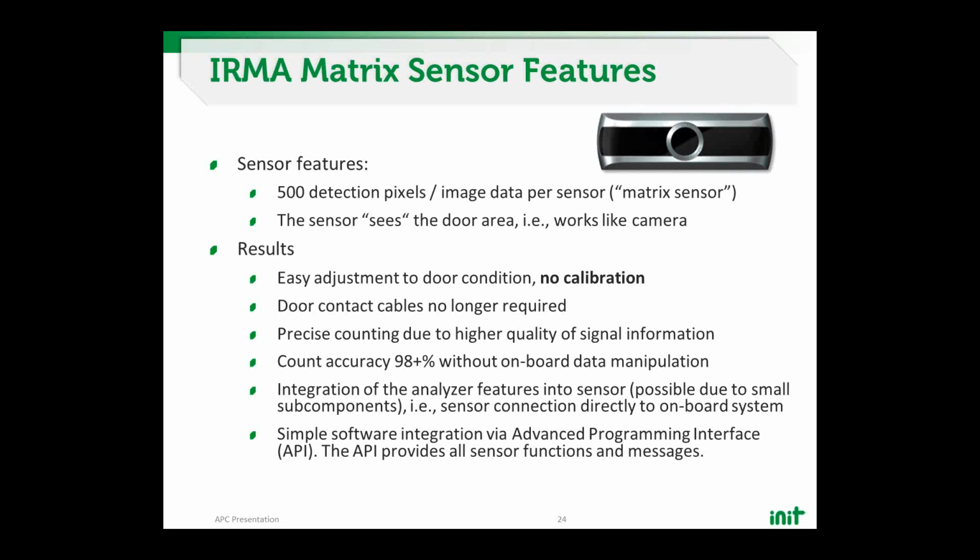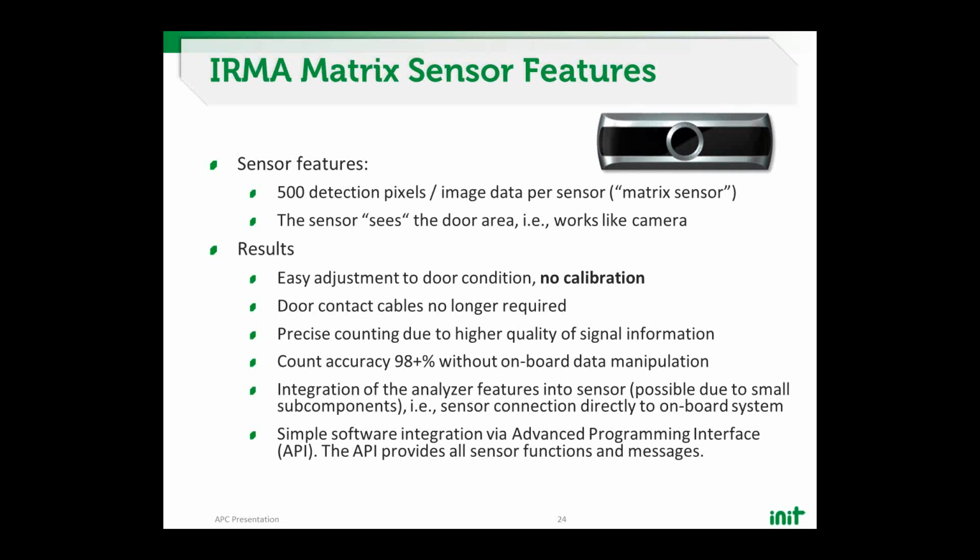So in the meantime, based on the same technology, they developed the IRMA Matrix, which has 500 pixels, and I'm going to show you an animation. It's basically like a camera, what you see. Really, you can see people walking in and out.